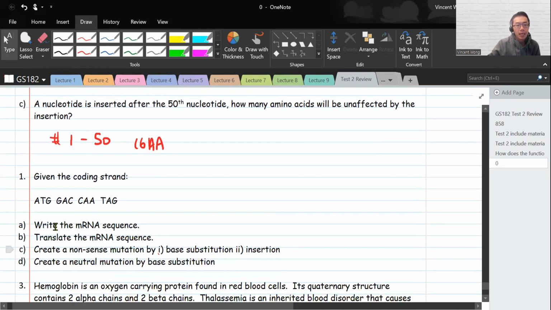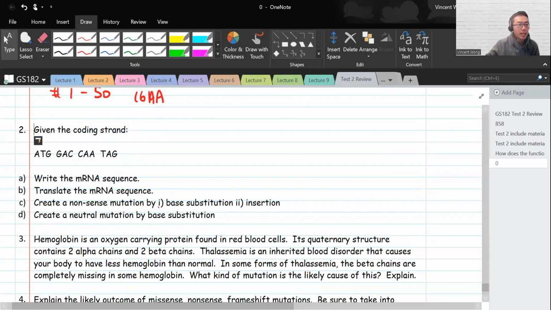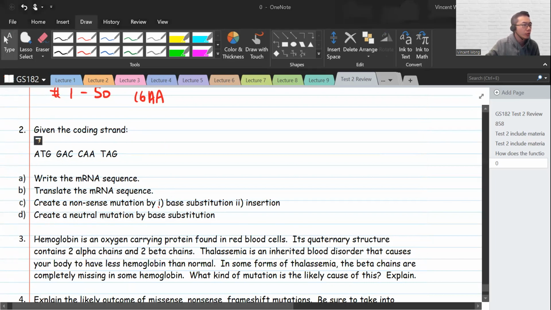Okay. This one, do we have to do this one given the coding strand? No. I think we're okay. I think we did quite a bit of this, and the mutation was done reasonably well on the quiz. You won't have to create mutations, do you? Let me just double check.